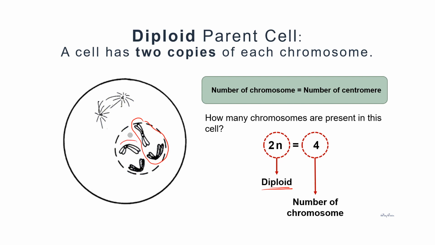Same goes for the other pair of chromosomes. They are actually the same size, same shape, and carry the same genes. So 2n equal to 4 means this is a parent cell which is a diploid cell, and there are 4 chromosomes found in the nucleus.